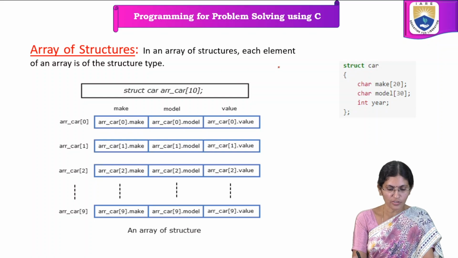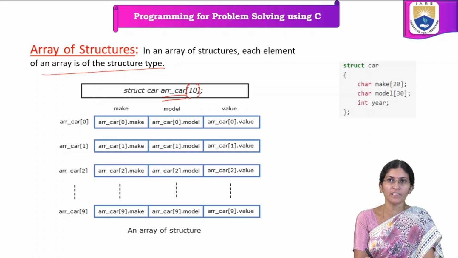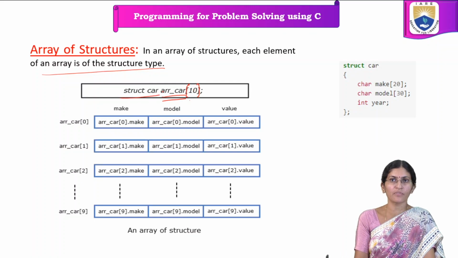So in array of structures, each element of the array is of structure type. For example, this is the name of the array. The size of this array is 10. That means it has 10 elements, and each element of the array belongs to the type struct car. The data type of this array is struct car.